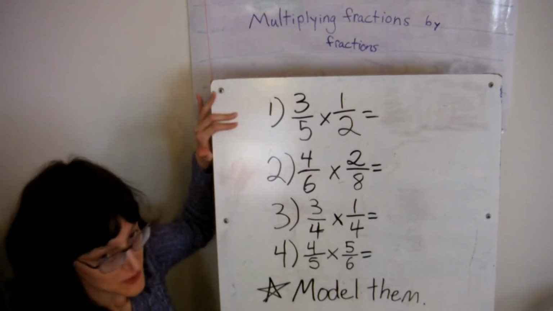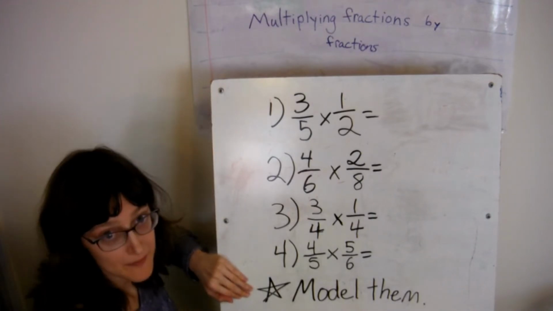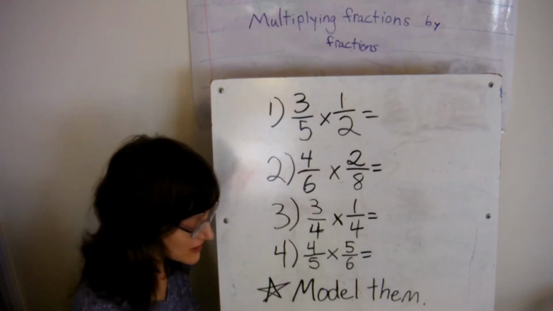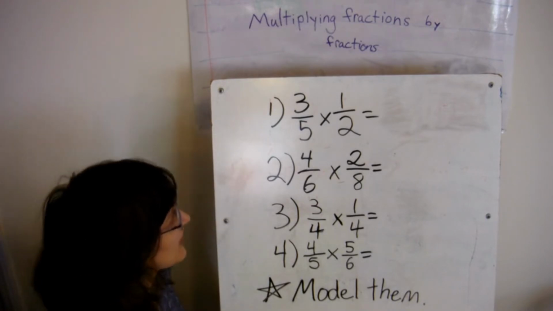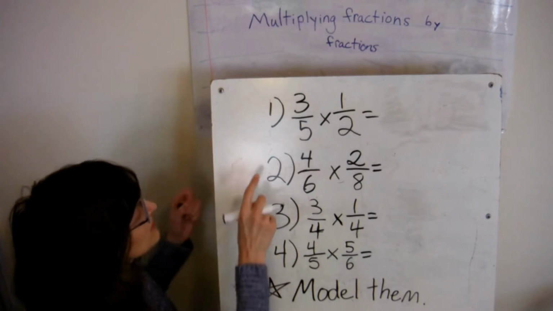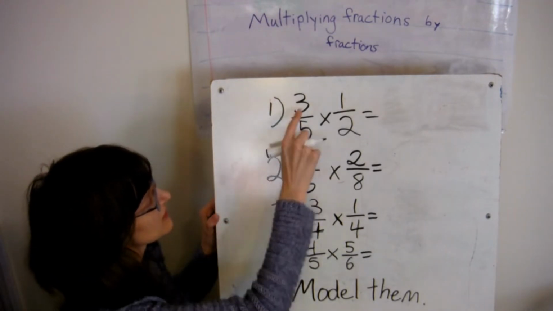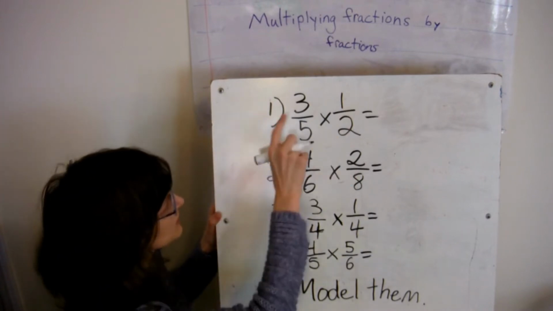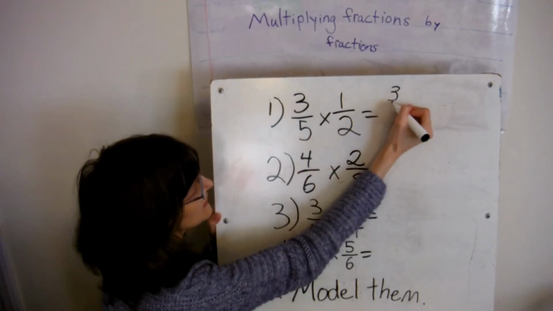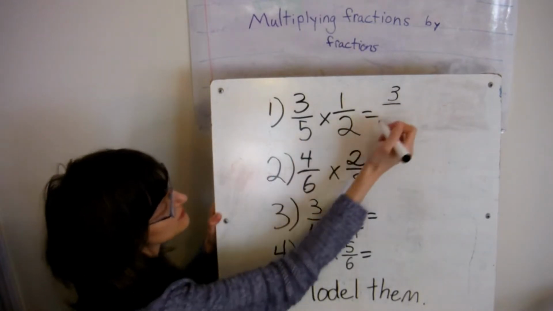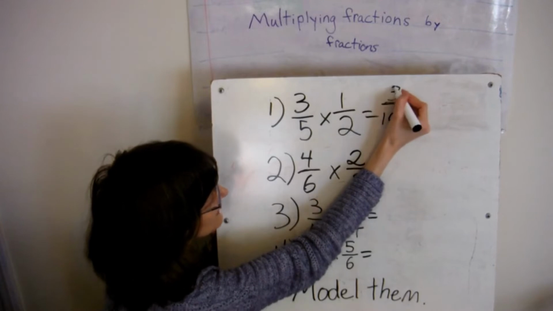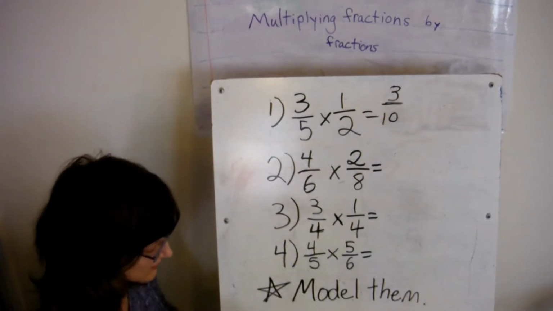So the first step is we're going to solve, and then we're going to model them. I'm going to go ahead and take our first example about our banana bread and show you just how to do that. Okay, so you would do our standard algorithm first, which is multiplying numerators and then multiplying denominators straight across. So 3 times 1 is 3, 5 times 2 is 10. We get 3/10, and that's what we got before. That's great. Now we're going to have to go ahead and model this.